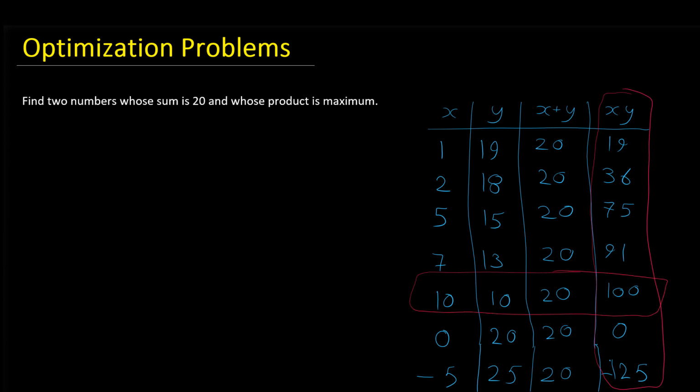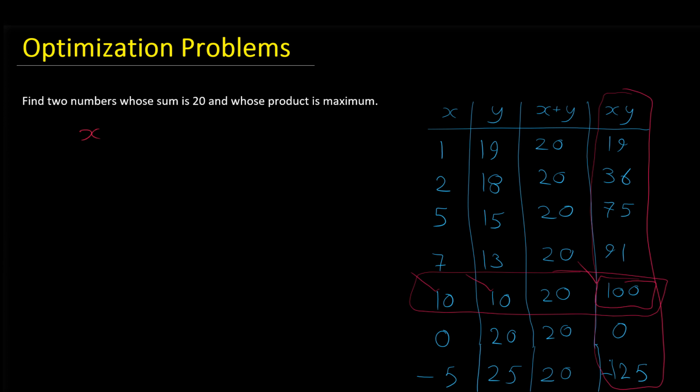when the two numbers are equal and they equal 10. And the maximum product is 100. So the two numbers whose sum is 20 and the product is maximum are 10 and 10, and the product of those numbers is 100. But how can we prove this with the calculus methods?